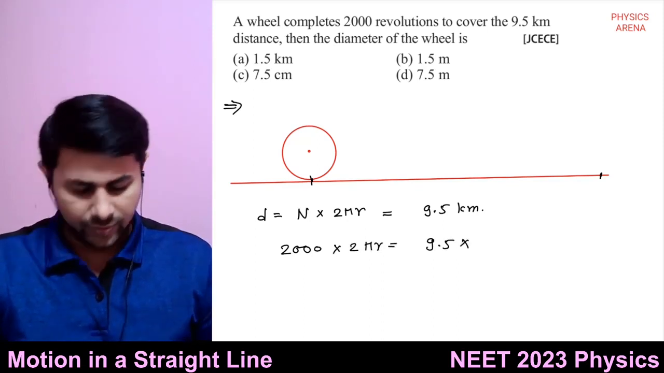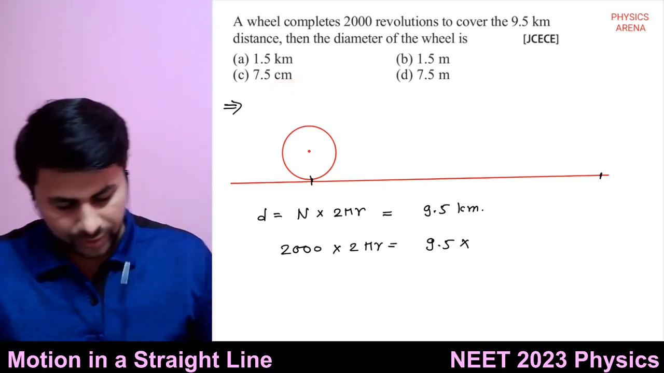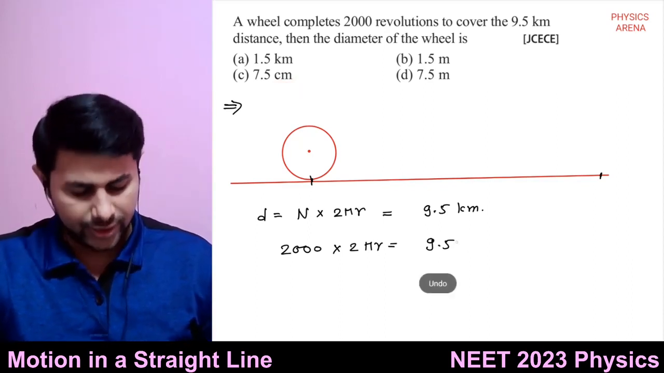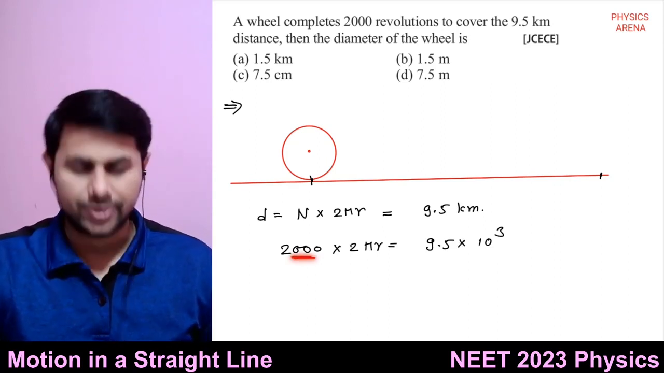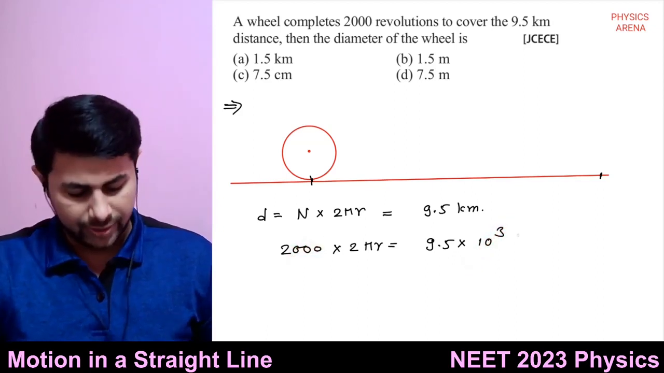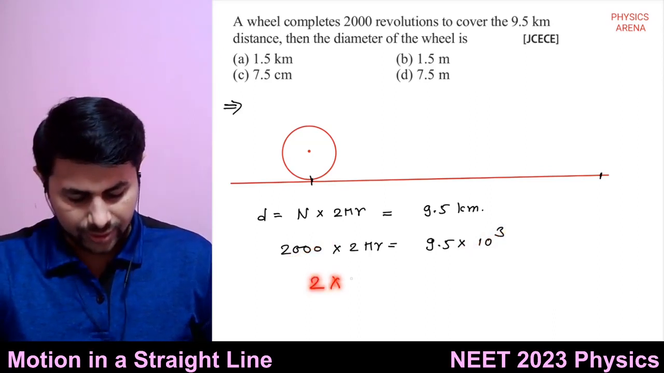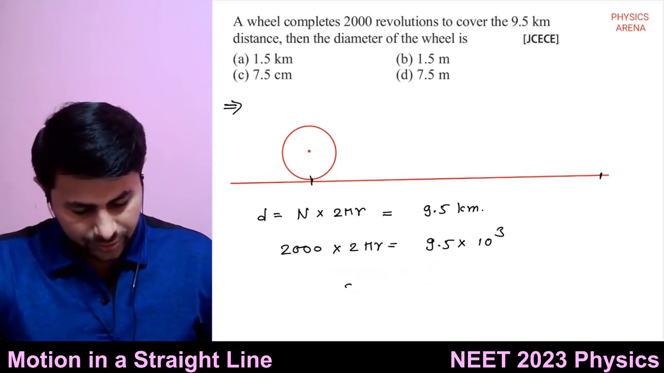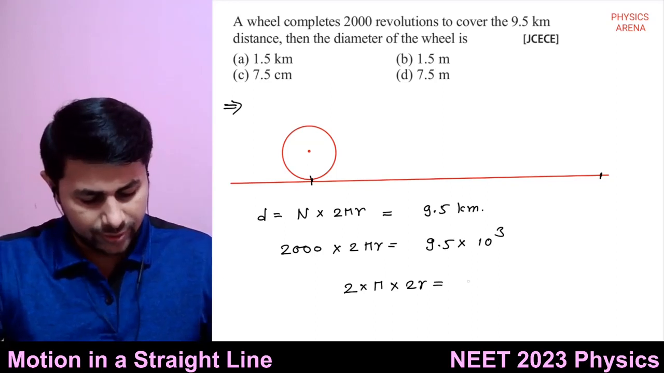Some answers are in kilometers, some are in meters, and one is in centimeters. So 9.5 kilometers, let's multiply by 10 raised to 3. Let's convert it into meters because we have 2000 over here. So this 10 raised to 3 and this thing gets cancelled out. I mean, we can divide both sides by 10 raised to 3. So we are left with 2 times 2 pi r equals 9.5. So 2 times pi multiplied by 2r equals 9.5.